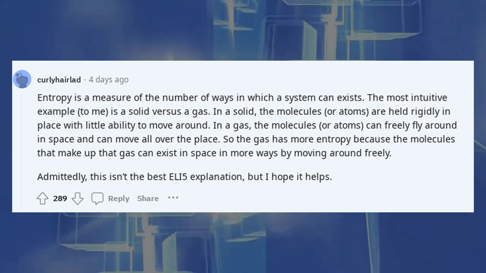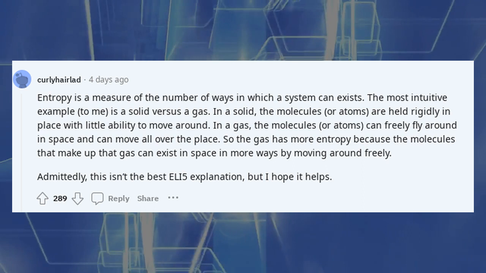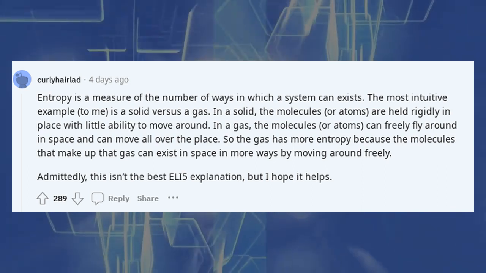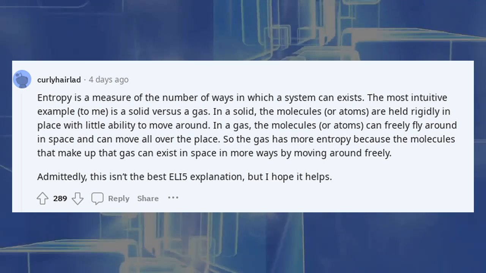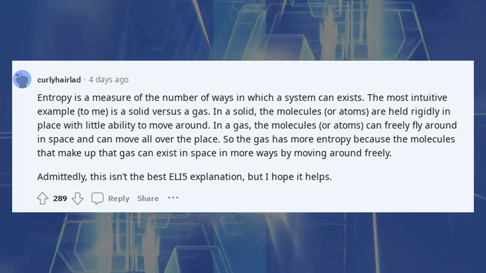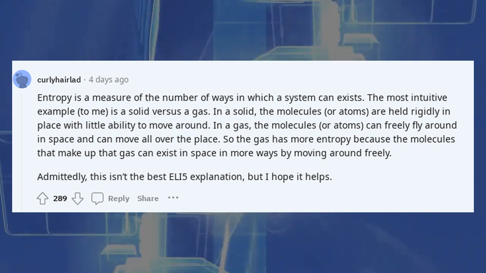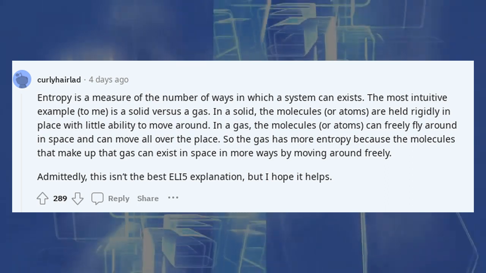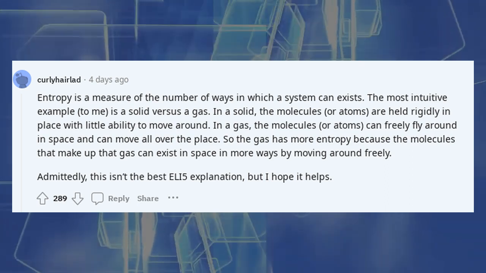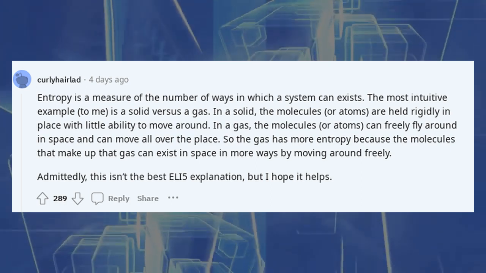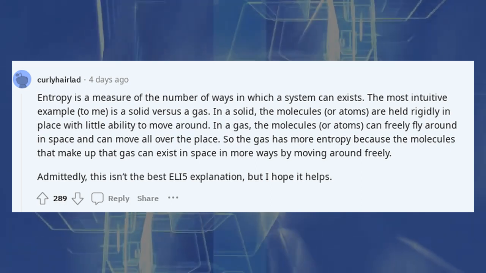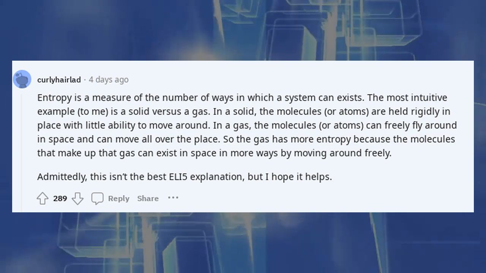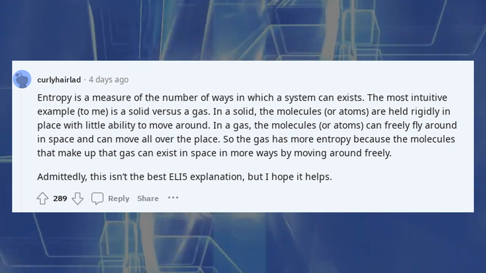The most intuitive example to me is a solid versus a gas. In a solid, the molecules or atoms are held rigidly in place with little ability to move around. In a gas, the molecules or atoms can freely fly around in space and can move all over the place. So the gas has more entropy because the molecules that make up that gas can exist in space in more ways by moving around freely. Admittedly, this isn't the best explain like I'm 5 explanation. But I hope it helps.